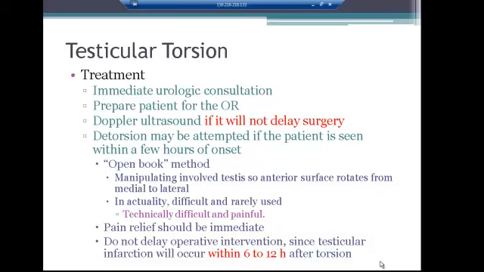Once detorsion happens, the pain relief should be immediate, and do not delay operative intervention because testicular infarction or death of the testicle will happen within 6 to 12 hours after the event.